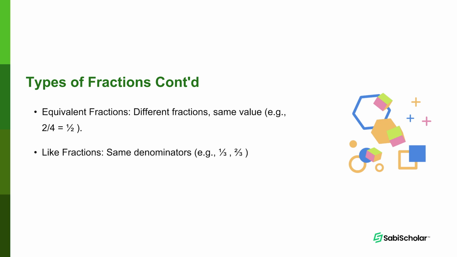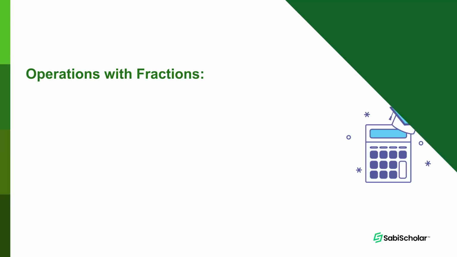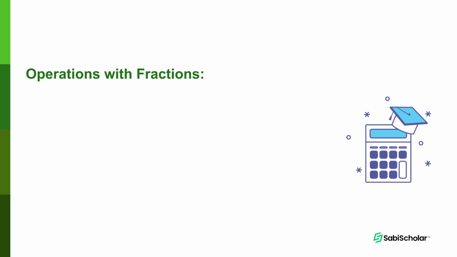We also have like fractions. Like fractions just means fractions that have the same denominator. For example, 1 over 3 and 2 over 3. They both have the same denominator, which is 3. While unlike fractions are fractions that have different denominators. For example, 2 over 3 and 3 over 5. 2 over 3 has a denominator of 3. 3 over 5 has a denominator of 5. They are unlike fractions.